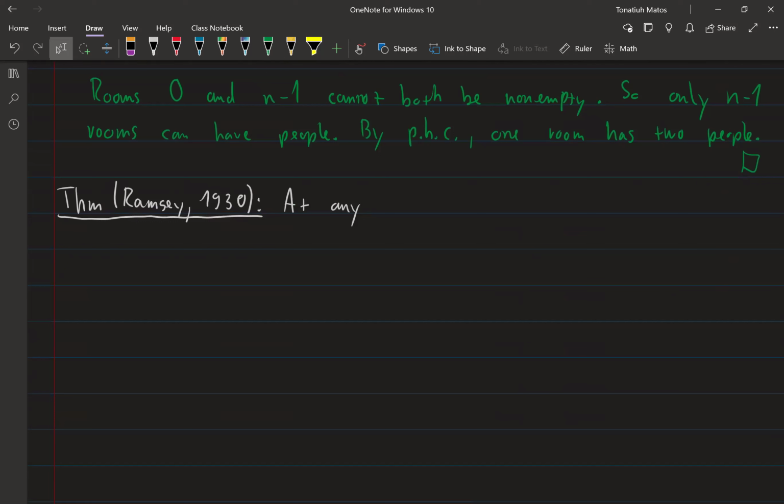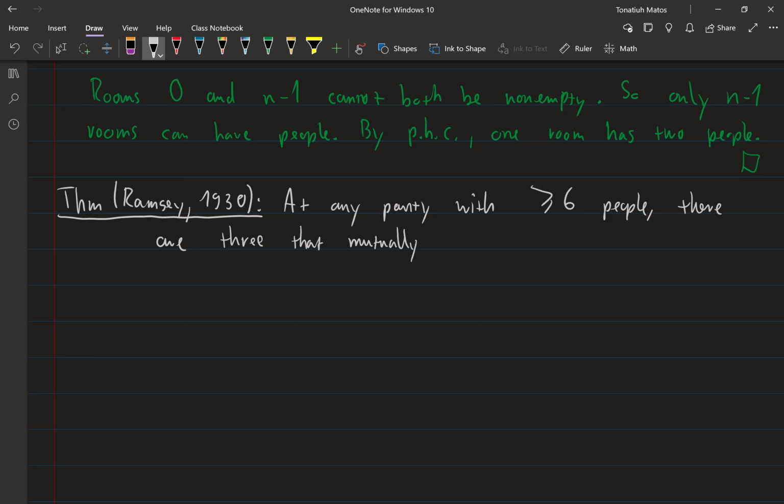This is fine. At any party with at least 6 people, there are 3 that mutually know each other, or 3 that do not.